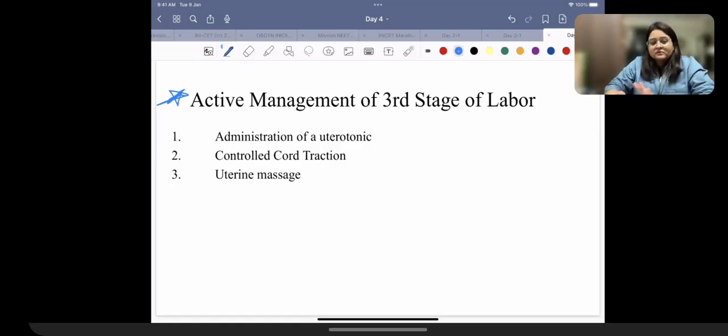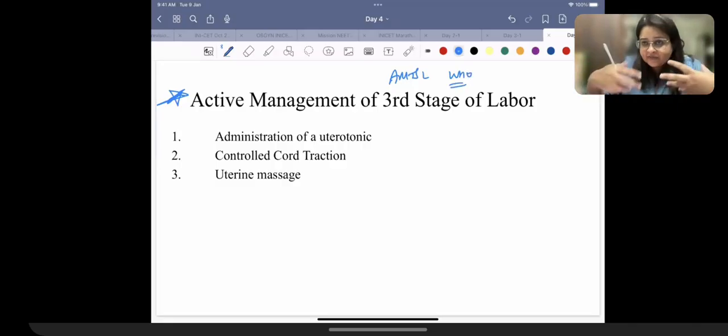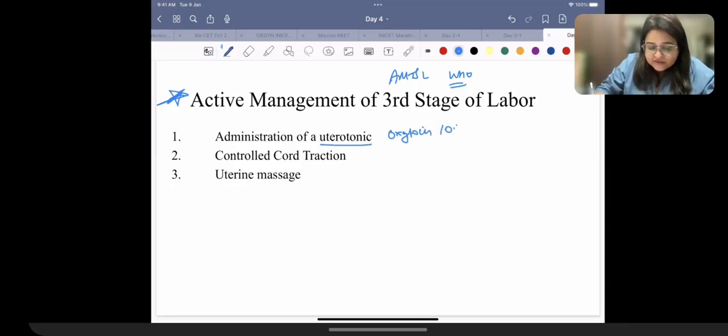Okay. So AMTSL is prevention of PPH. This term AMTSL was introduced by the WHO in the early 2000s and it picked up very well throughout the world. When the WHO introduced this terminology, it had three main steps. First was administration of a uterotonic, and the uterotonic of choice is oxytocin, right? 10 units, IM or IV.